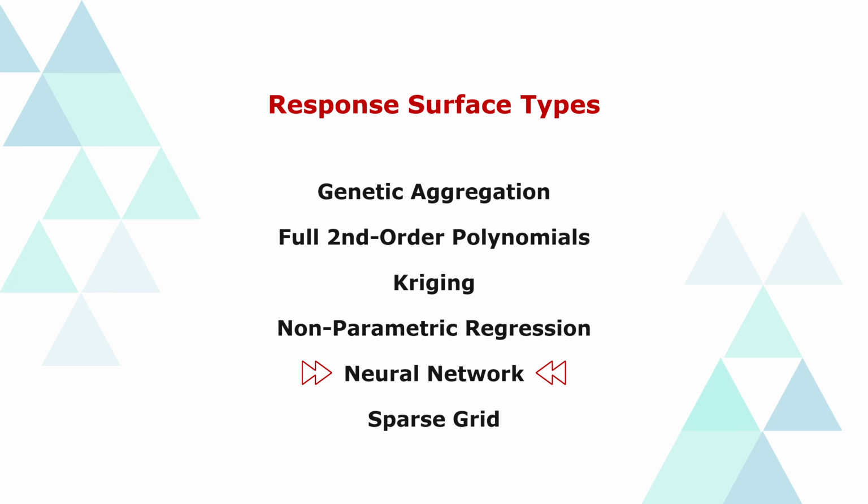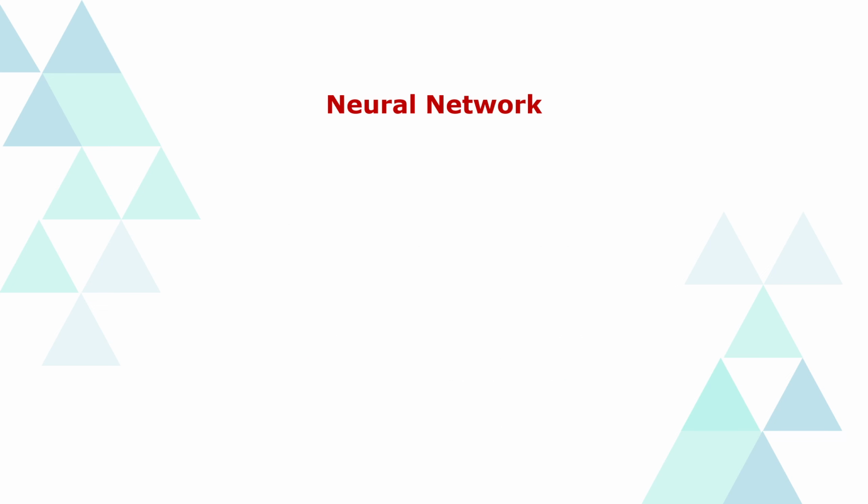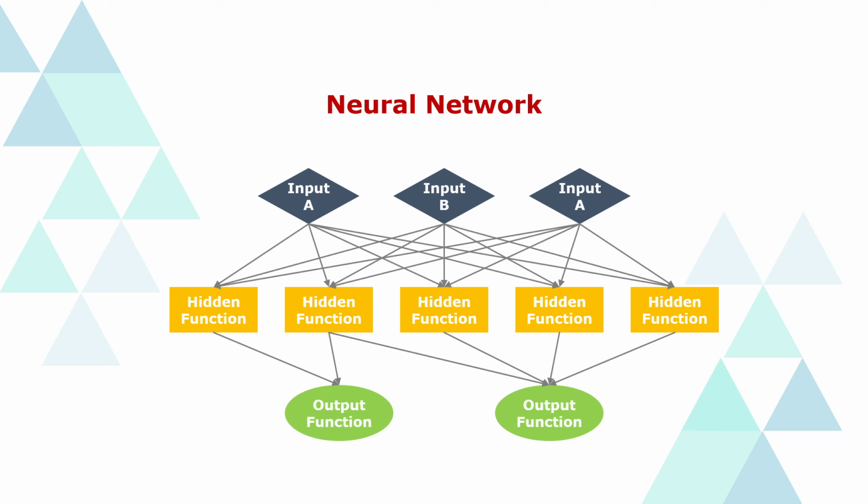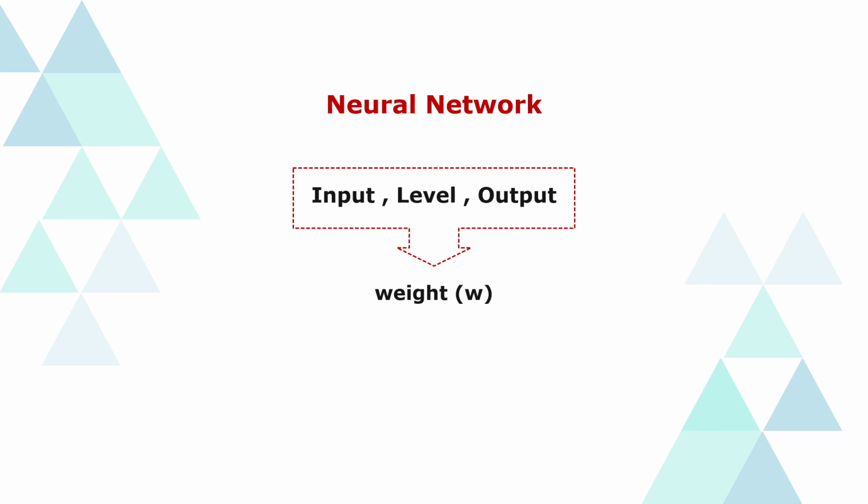Next, we describe neural network. The neural network is a mathematical technique inspired by the neural network in the human brain. We present a schematic of a sample neural network. The neural network contains 3 levels, including input, hidden, and output. The connections between these levels are weighted, and each arrow is associated with a weight, or W.